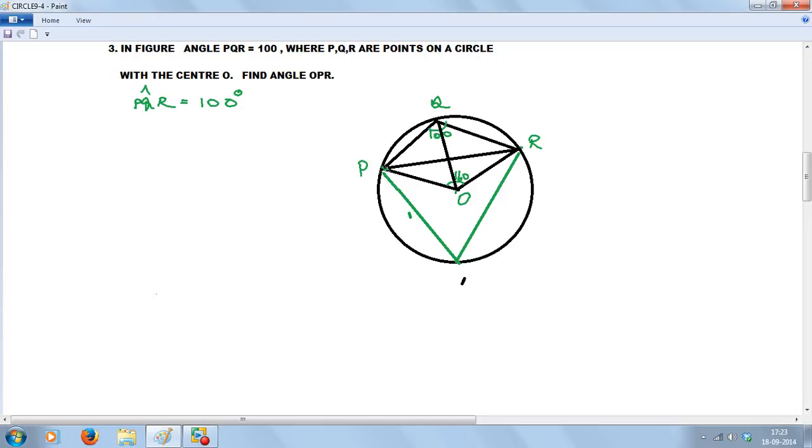So we'll draw and take any point on this arc. Say we take Q dash. What is this angle PQ dash R? Now we know PQR is 100. PQ dash R is in the quadrilateral. You take any point.